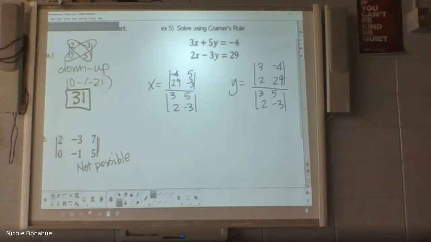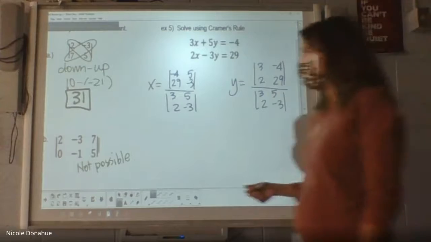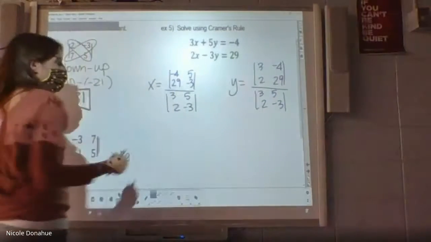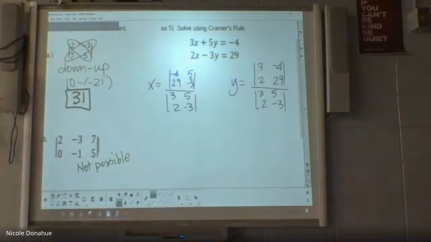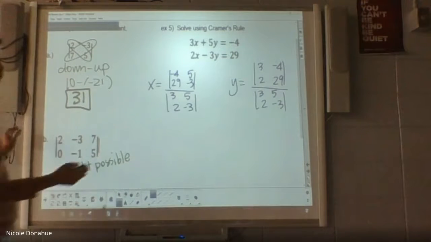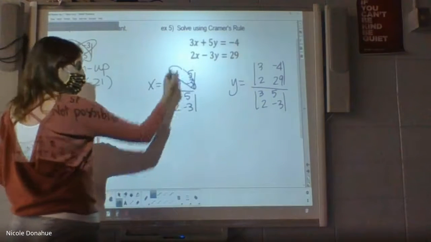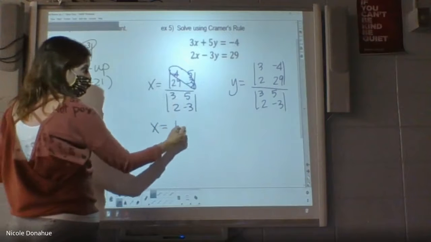Now at this point, I have to do determinants. So I have to do downhill minus uphill. Now if this ever works out to be some crazy fraction, it's possible the answer could be a crazy fraction. However, I try to give you guys nice numbers, so it's probably a good indicator that something went wrong if it's not working out. Or I just picked a bad question.